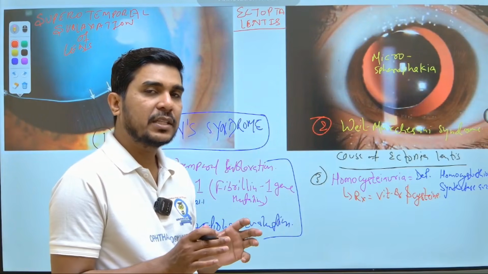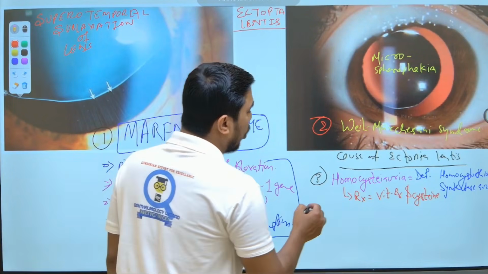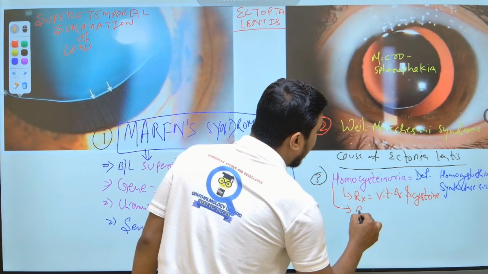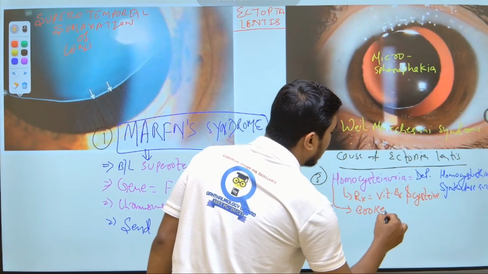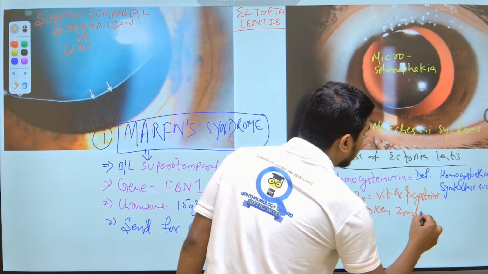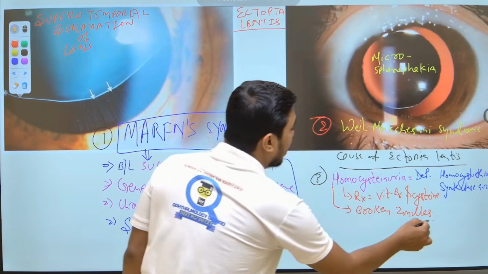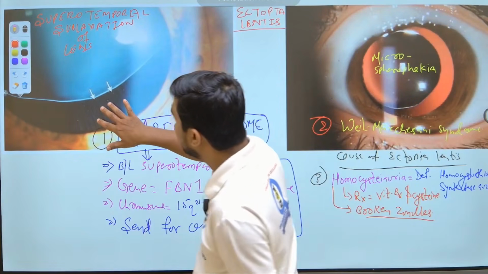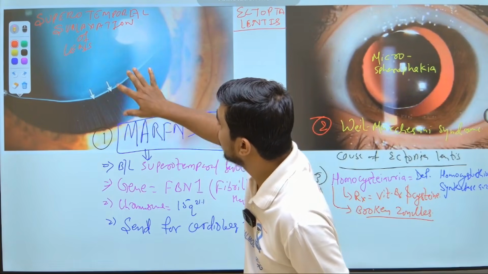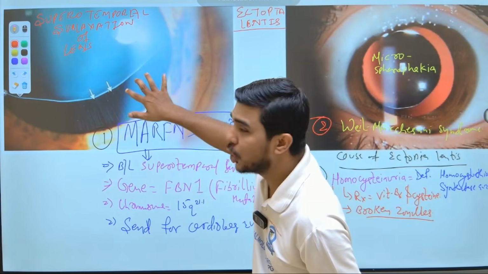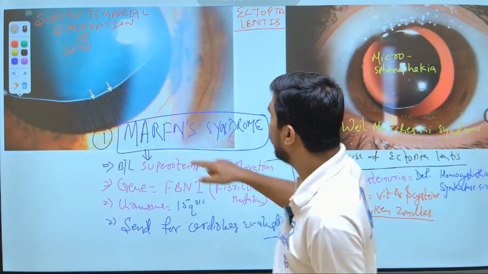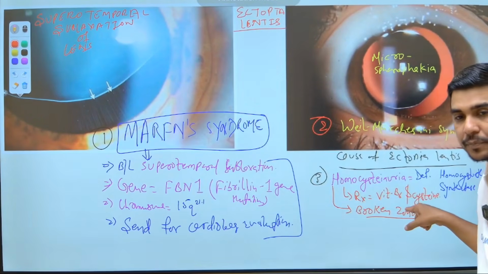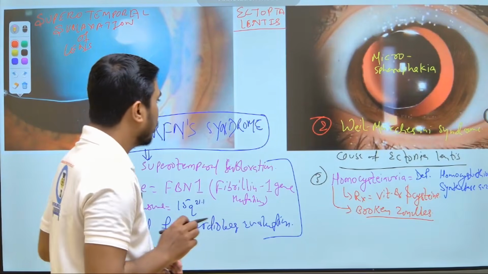One important thing that you need to remember is that in homocysteinuria, you have broken zonules. Broken zonules means, can you see here, these are the zonules. The lens is suspended with the zonules. So these zonules are broken in this homocysteinuria. Okay, this is very important to understand.